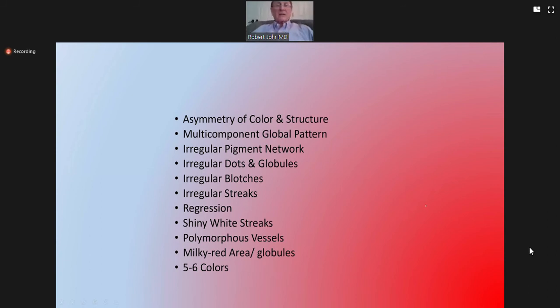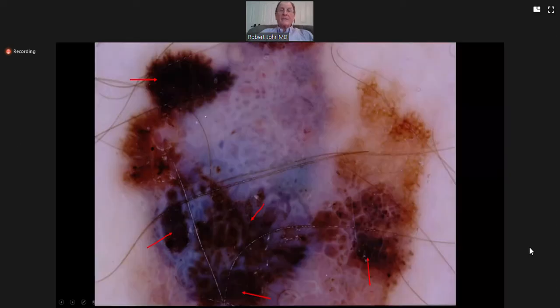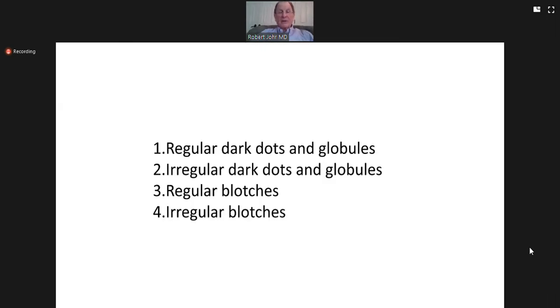So here's a question. What is this? What are these structures here? What are these structures here? Regular dots and globules, irregular dots and globules, regular blotches, or irregular blotches. So what are those structures?